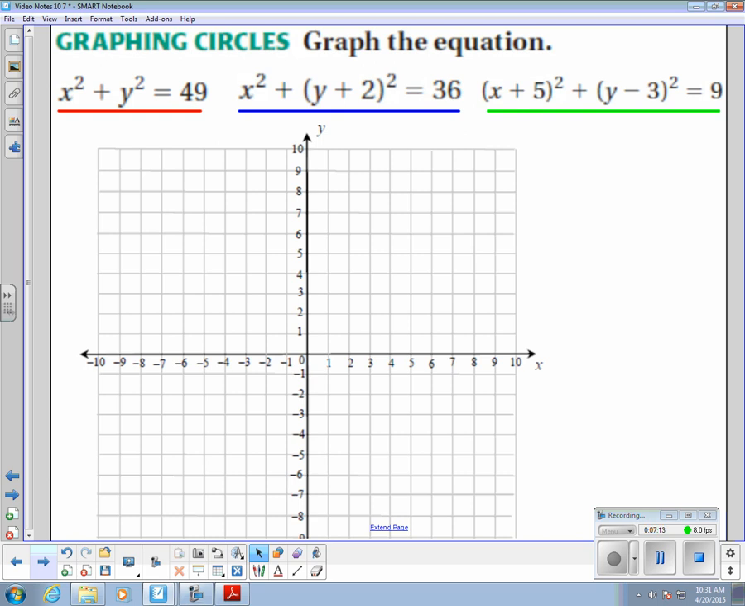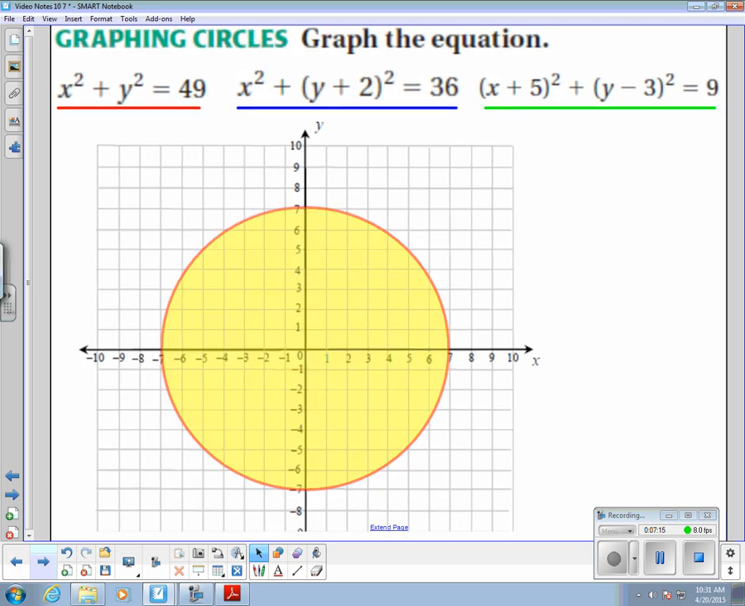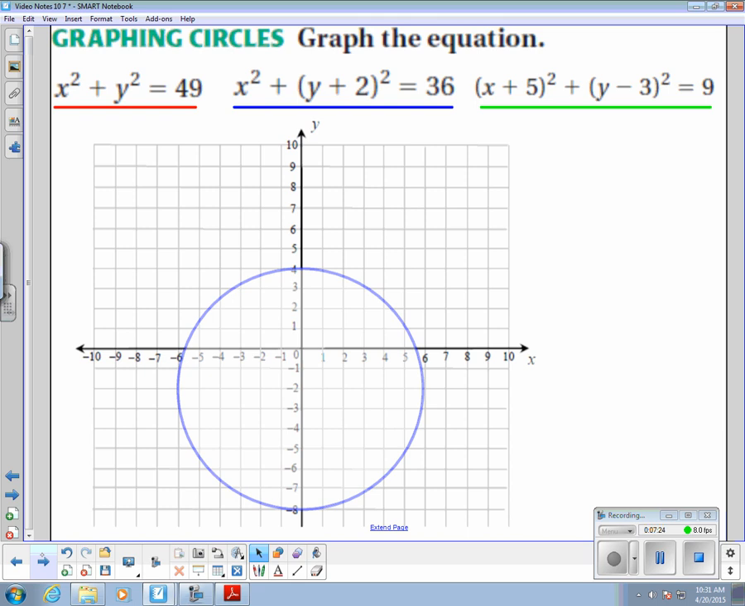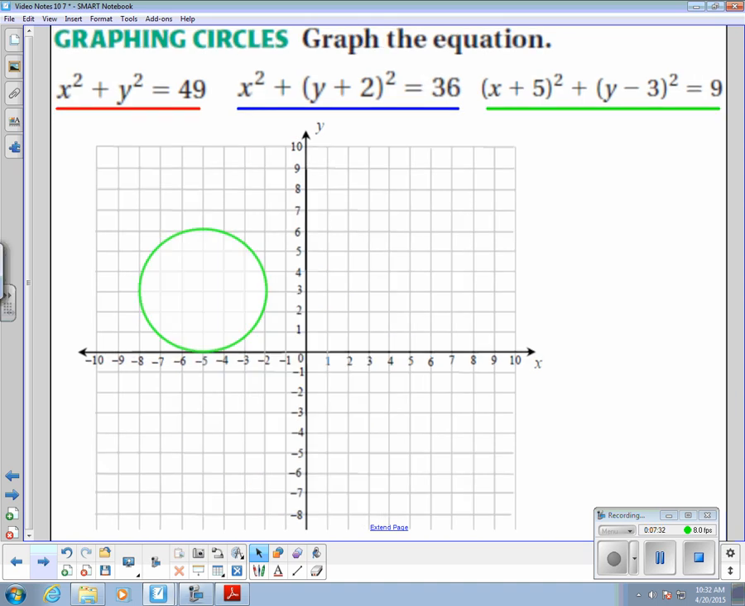All right, so the first one. There's your first one. It's actually at the origin, and so the radius is just 7. All right. So now the second one. Second one, it will be at 0, comma negative 2, and the radius is 6. And find the last one. It'll be at negative 5, positive 3, and the radius will be 3. And so that's practice on 3 different circles being graphed.